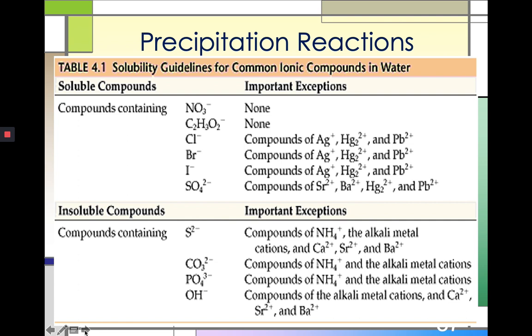So that is for the solubility guidelines and rules for precipitation reactions. Again, the insoluble compounds formed by these ions are the ones that can be considered precipitates, excluding the exceptions presented here.